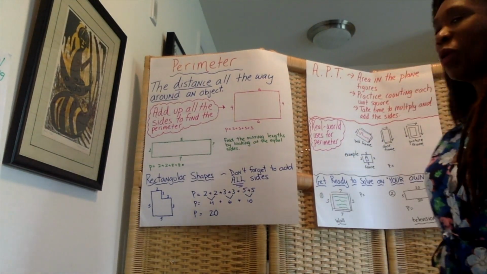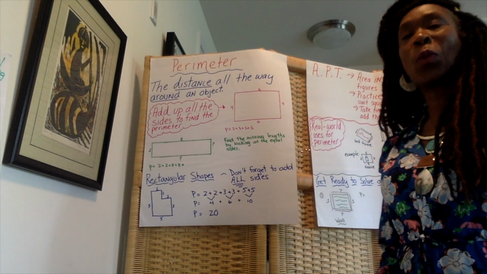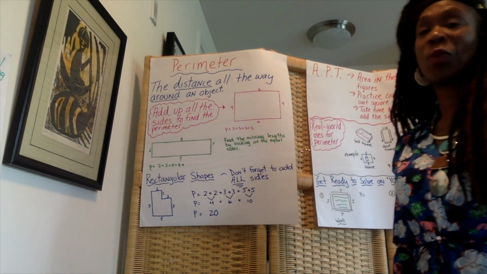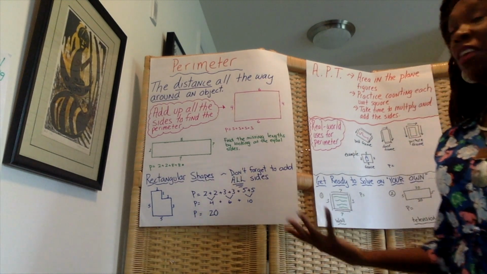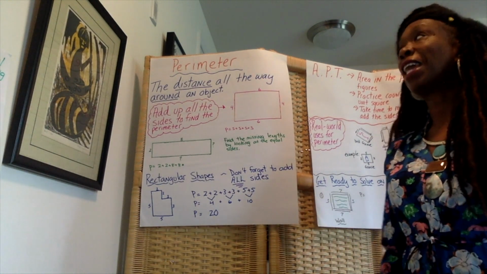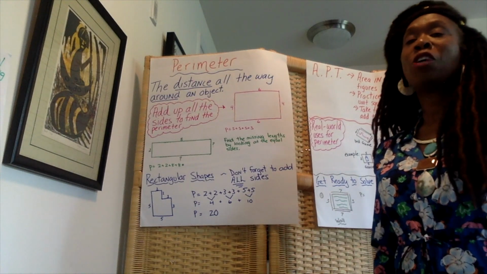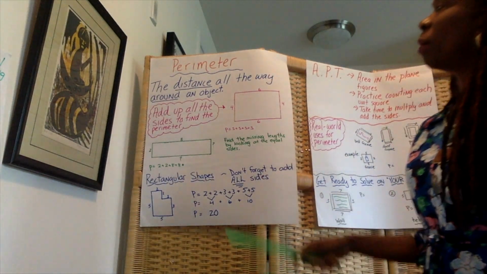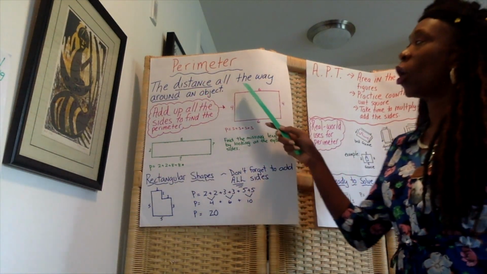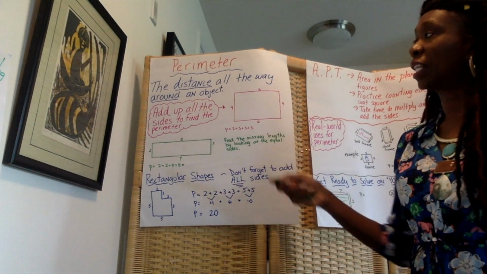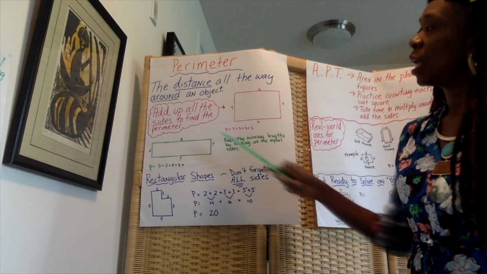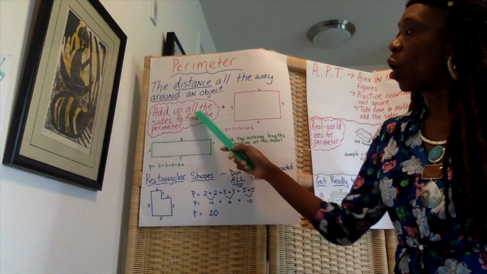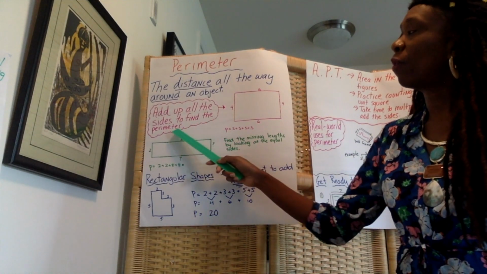Welcome back. It is time to go over our topic for the week, which is perimeter. We are going to be learning perimeter throughout the week and area. But by the end of the week, you are going to know how to calculate perimeter and area using addition and multiplication. Let's begin. Perimeter, the distance all the way around an object. For example, we have this square right here. We would add up all the sides to find the perimeter.